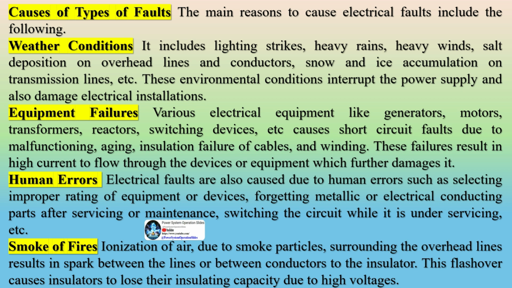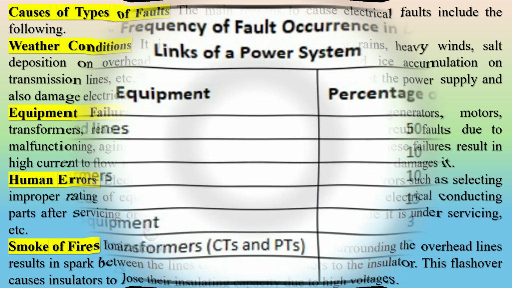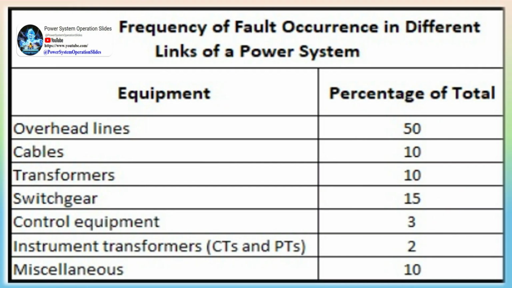Equipment failures. Various electrical equipment like generators, motors, transformers, reactors, switching devices, etc. cause short-circuit faults due to malfunctioning, aging, insulation failure of cables, and winding. These failures result in high current to flow through the devices or equipment, which further damages it.